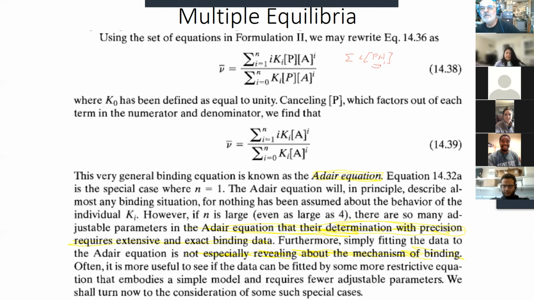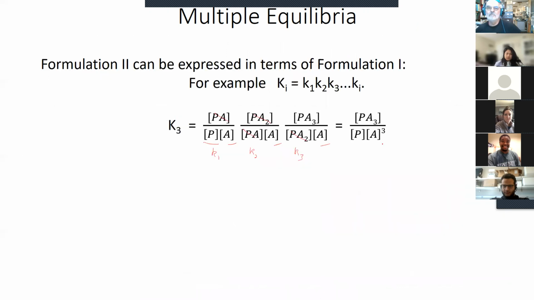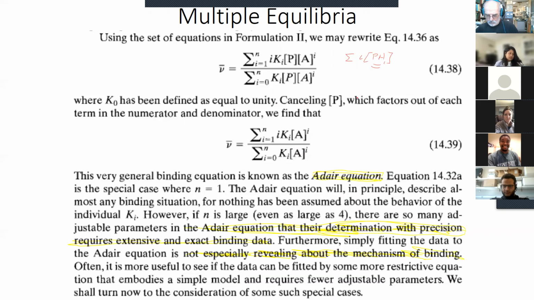You solve for the PAs in terms of the equilibrium constants, and so you bring the denominator terms to the left, and you substitute for PA, PA2, PAN. And when you do that, you end up with an i times K_i, P times A raised to the ith power. And so we're substituting for this term out of that right-hand side.